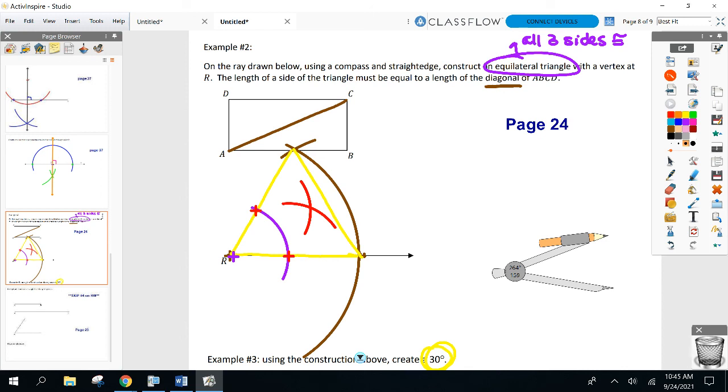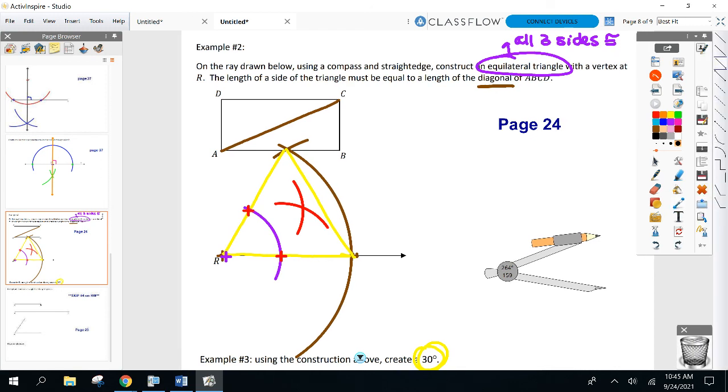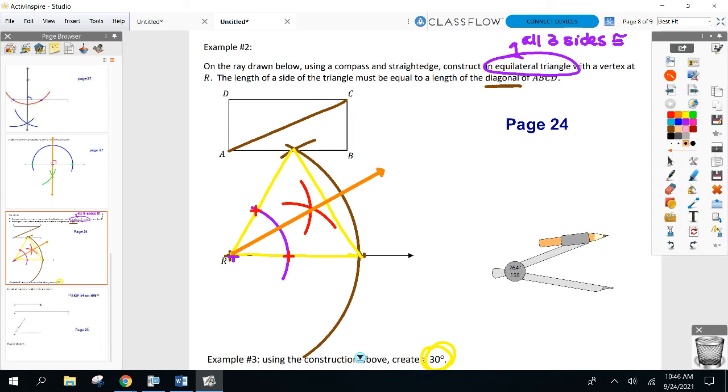And then take your straight edge and make a ray that cuts that angle in half. And you now have constructed two 30-degree angles. So a little special construction. We made an equilateral triangle and we got to a 30-degree angle from it.